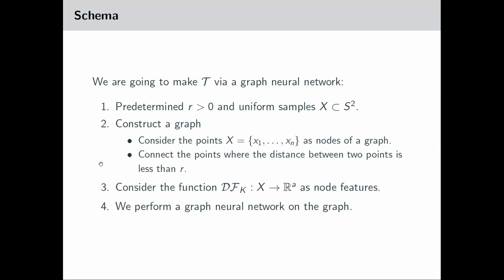And then we define a node feature for the GNN, right? A node feature means just a function from the nodes of a graph to a Euclidean space. And we use the function dfk as the node features. Okay, so before I explain more about the GNN used here, let me show you how I sampled these points and how I created the graph.